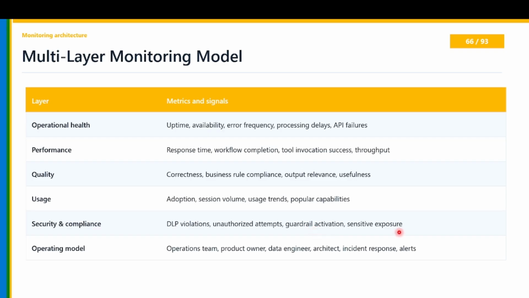Then sensitive exposure. So guardrail will enable you to determine whether the agent is bounded or whether the agent is working within the context of the business. And then sensitivity exposure. So how exposed is the agent to sensitive data that it should not be exposed to? Then the last layer is operating model. So for operating model, collect metrics like operation teams, product owner, data engineer, architect, incident response, and alert.